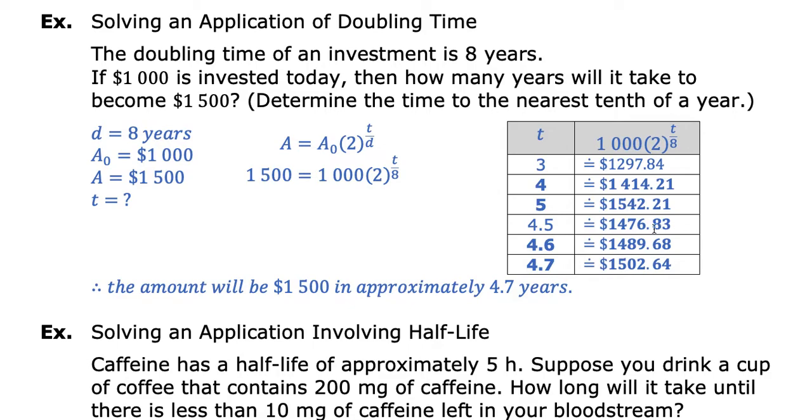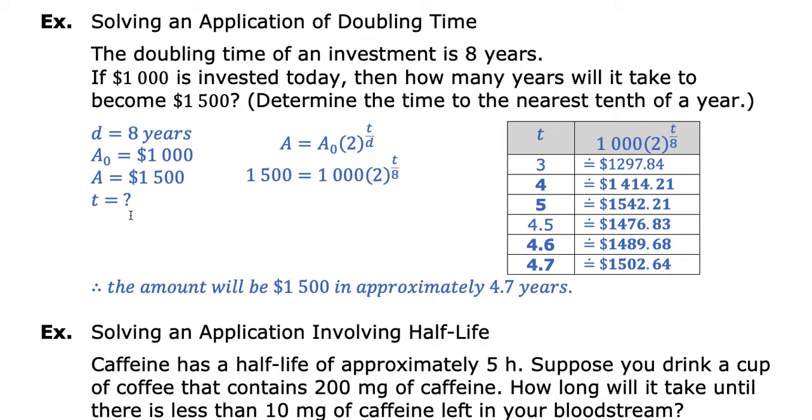Starting off with the given information, we're told that the doubling time is 8 years. The initial value is $1,000, which we're putting in at the beginning, and the amount that we want to accumulate is $1,500. So this is an exponential function, and our output is 1,500. How long does it need to be invested? We don't know the time, so we've got our given information. Our unknown value is the time.